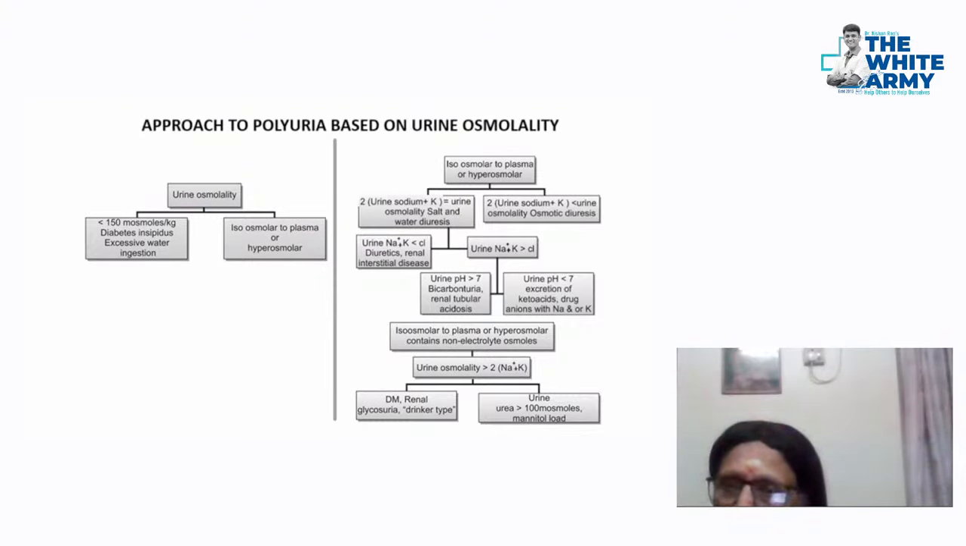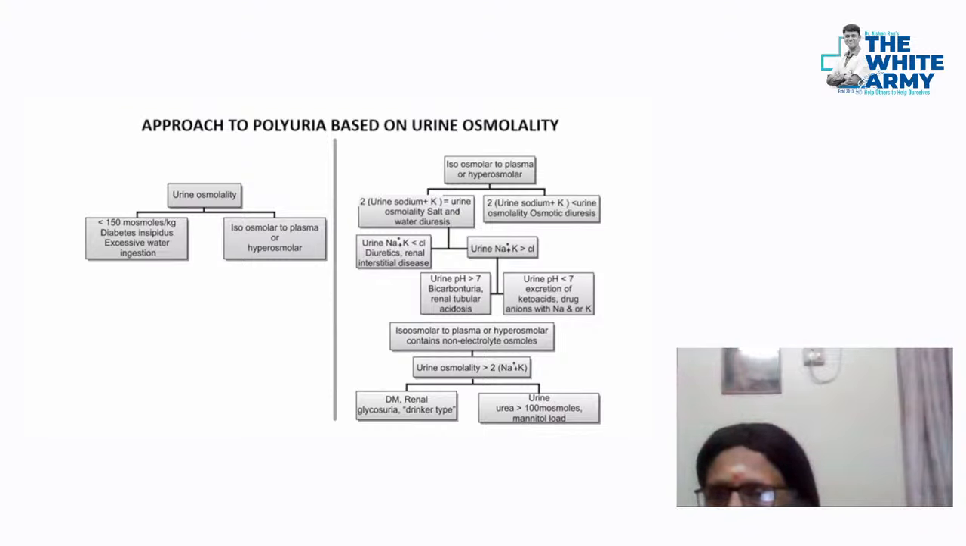To repeat again, if the urine osmolality is equal to plasma osmolality or higher than plasma osmolality, the next step is to measure the urine sodium and potassium. If the urine sodium plus potassium into 2 is equal to urine osmolality, we know the main contributing factor to the osmotic load is salt and water. The causes of increased excretion of sodium and potassium in the urine are diuretics or some interstitial disease which can interfere with the reabsorption of sodium and potassium.